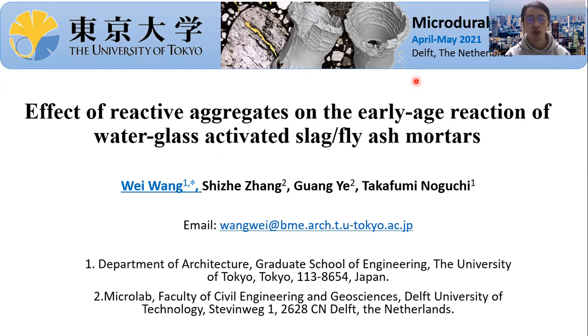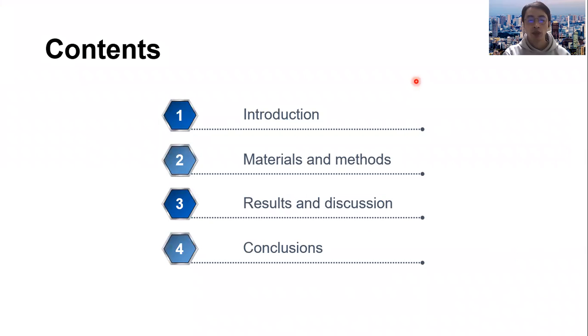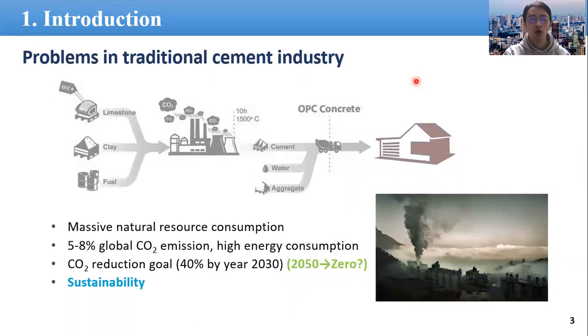Today, I will give you a presentation about my research entitled Effect of Reactive Aggregate on the Early Age Reaction of Alkali-Activated Slag or Fly Ash Mortars. The presentation mainly includes four parts: introduction, materials and methods, results and discussion, and the conclusions. First, I will give you an introduction of the research.